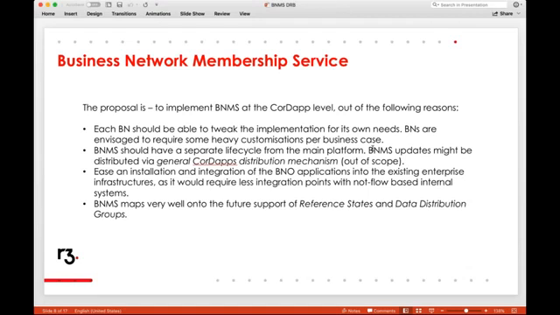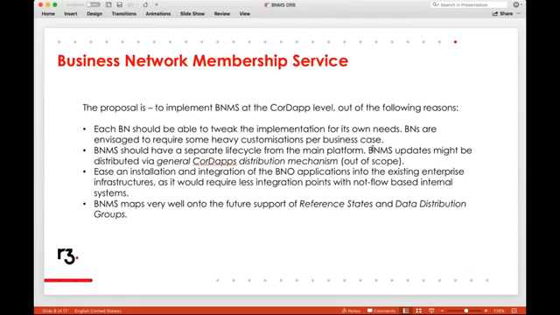Thanks, Dave. So let's talk about the business network membership service then. The proposal is to implement the business network membership service at the Corda level, for the following reasons. The first is the requirements. As you fairly mentioned, requirements for each business network might massively vary from case to case. And the business networks should be able to tweak the implementation of the membership service to fit their particular needs, which they can do at the Corda level.